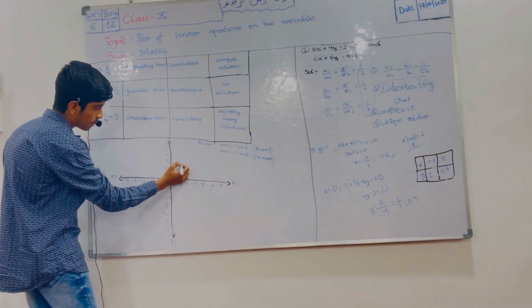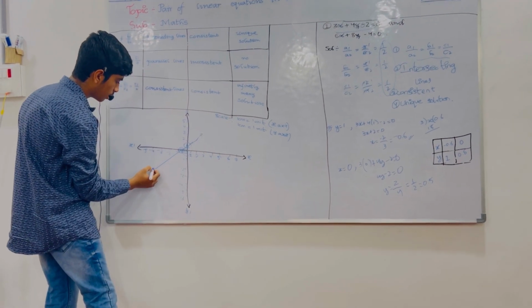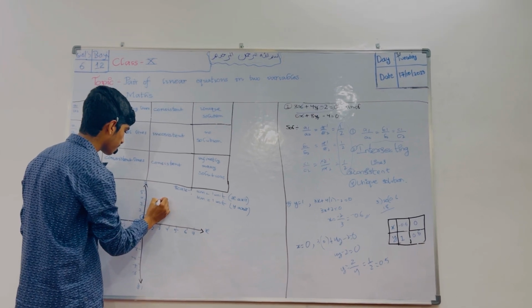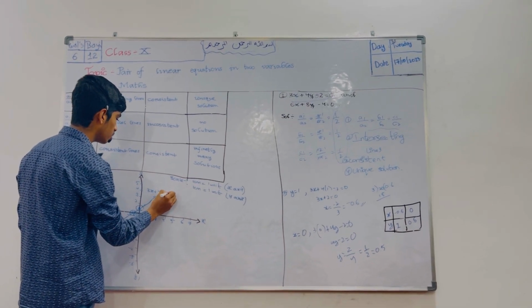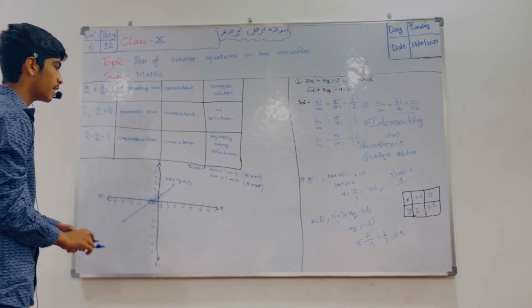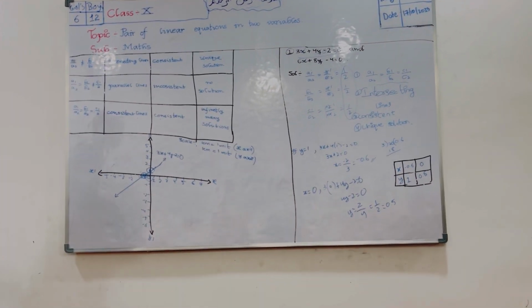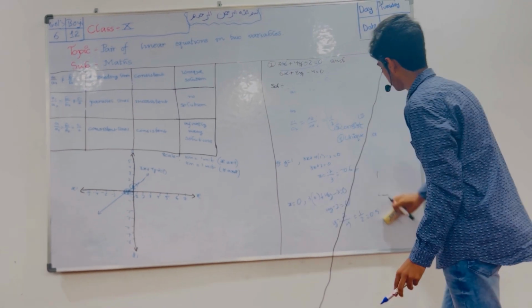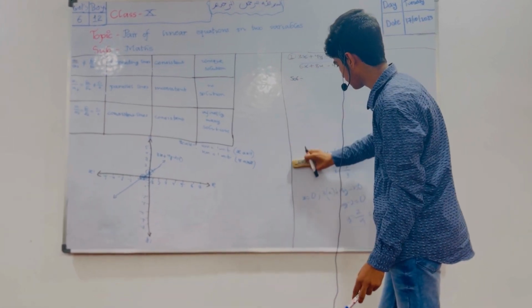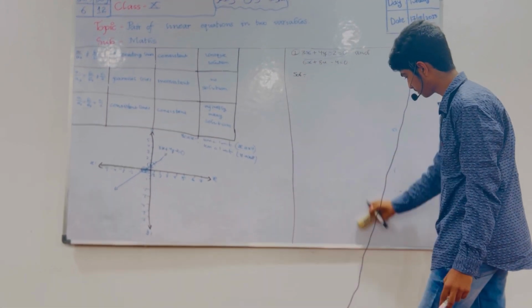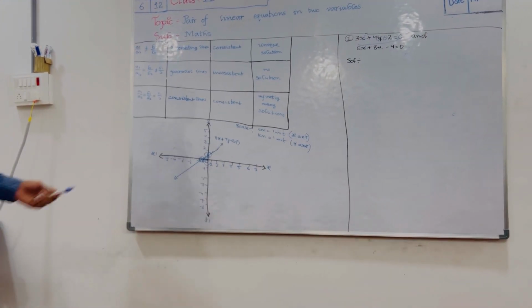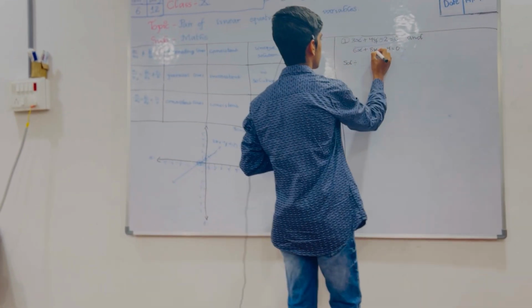We have to draw a line. It passes through the x-axis. Now we have to name the line as 3x plus 4y minus 2 equals 0. Now we have to do the second equation. Find the solution for the second equation. The second equation is 6x plus 8y minus 4 equals 0.